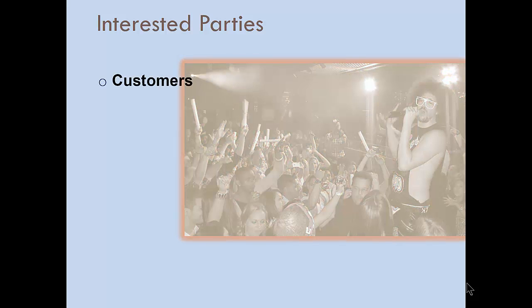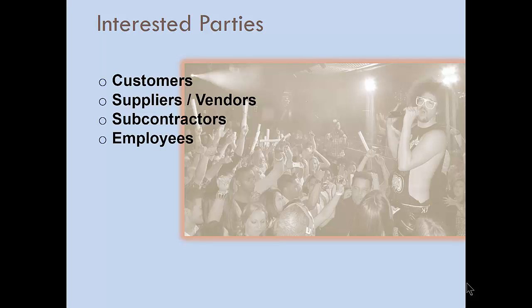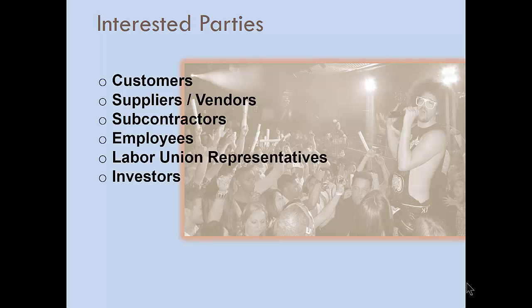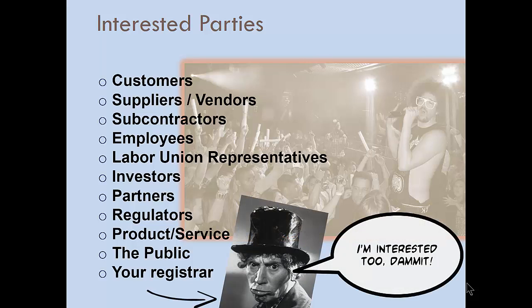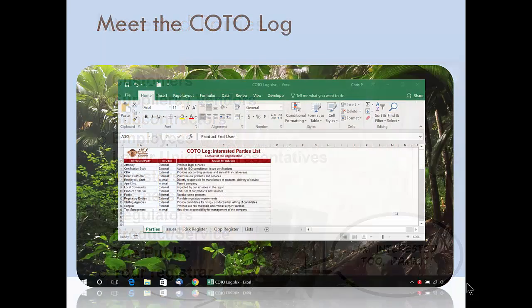So, let's look at that. This is probably going to mean customers, of course, but also your suppliers, your subcontractors, your employees, labor union representatives, your investors, your partners, regulators, product and service end users, the public, and, of course, your registrar. That guy. Yeah, so all of these are interested parties. In each case, these are people or organizations that will have an impact on your quality system or your product and services, or might be impacted by them.